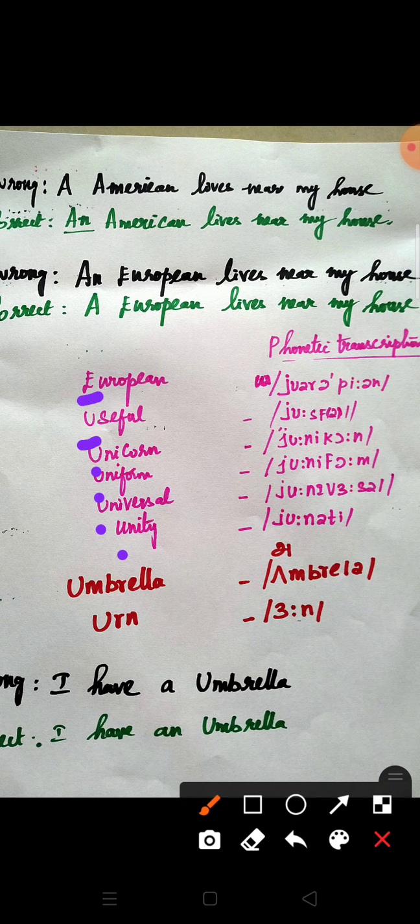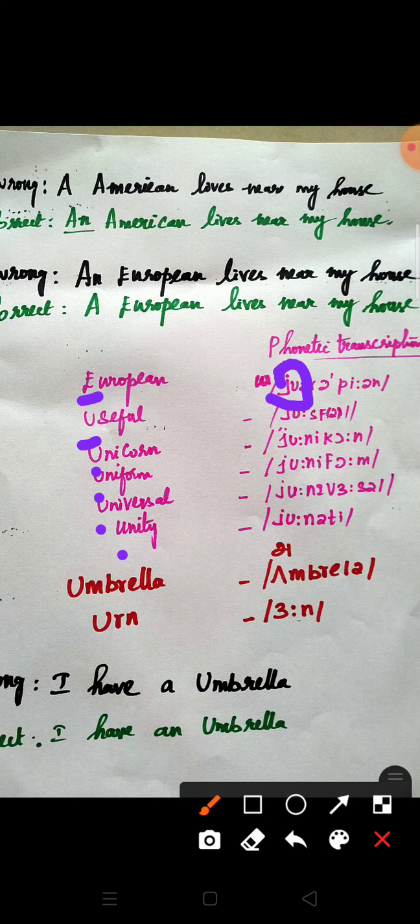So here, see how it starts with ya. This is ya. So that ya plus the next one, u. Ya plus u, European. So you see, this European first starts with ya. This ya is a consonant sound. So we have to put a before that.